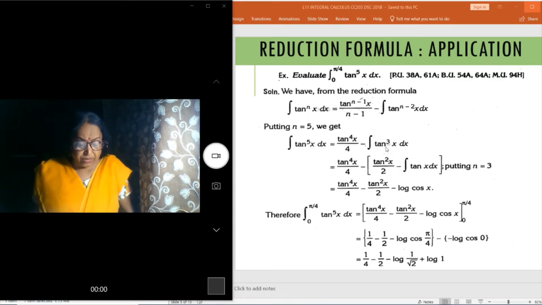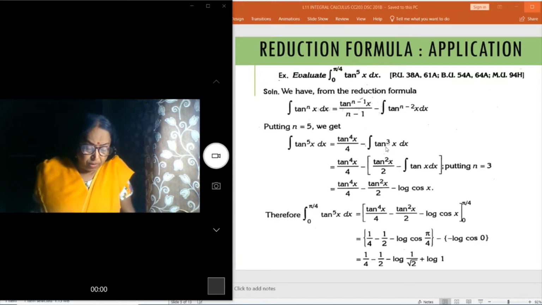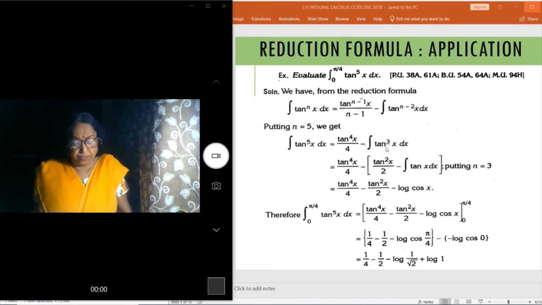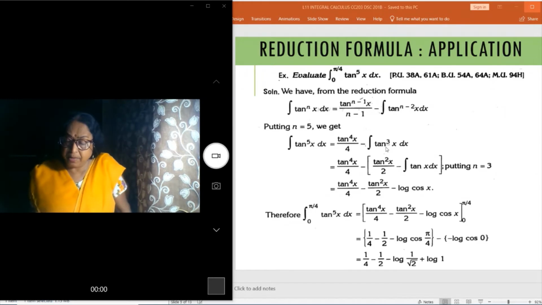So after calculation it becomes 1 by 4 plus minus of log of cos x, limit 0 to pi by 4. So after calculation it becomes 1 by 2 log of 2 minus half.